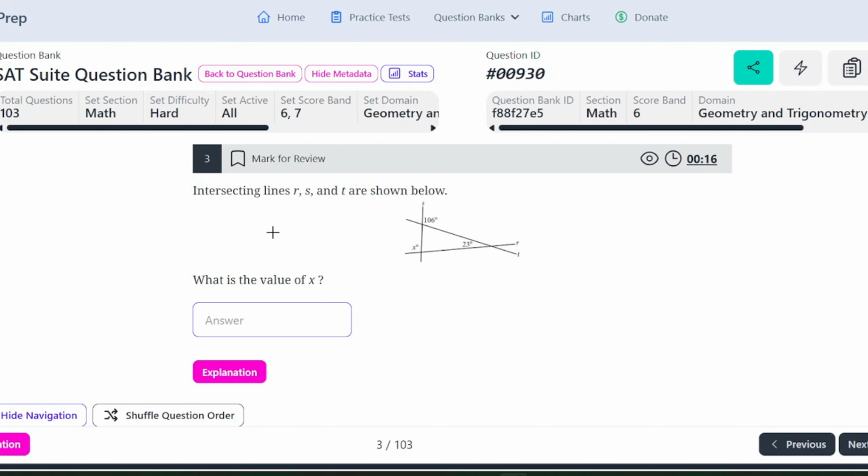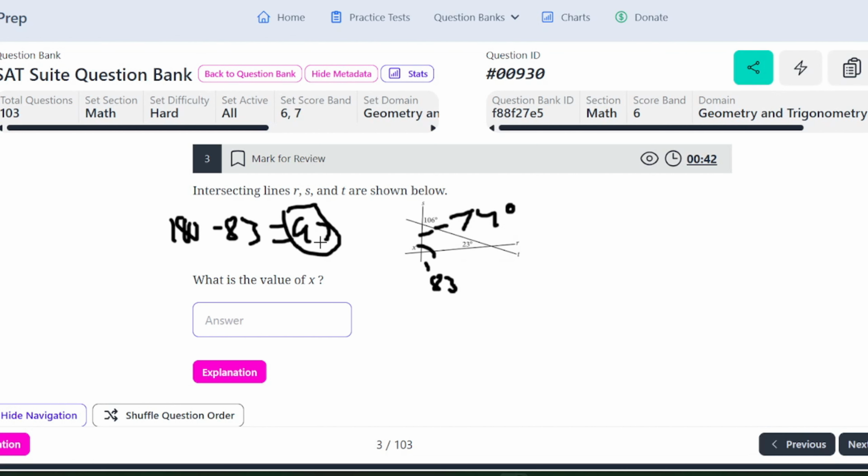Okay, let's take a look at our next question here. Intersecting lines R, S, and T are shown below. What is the value of x? Okay, so if we know that this is 106 degrees, we know that that is going to be 74 degrees. Okay, 74 degrees. This is 23. This would be 97. This would be 83. Then you would just do 180 minus 83. So that would equal 97 degrees.